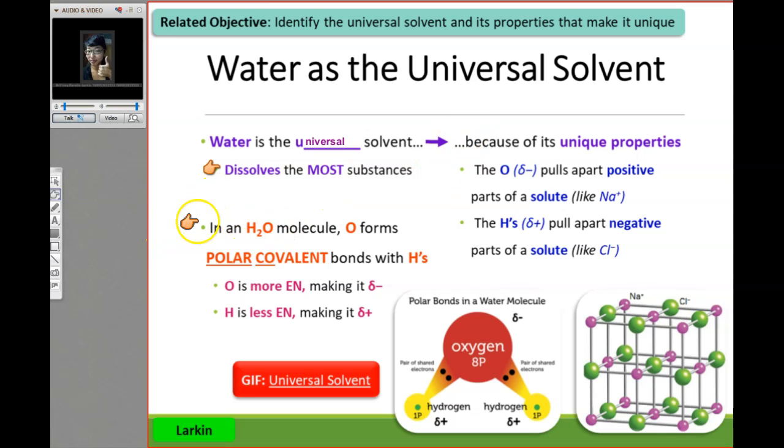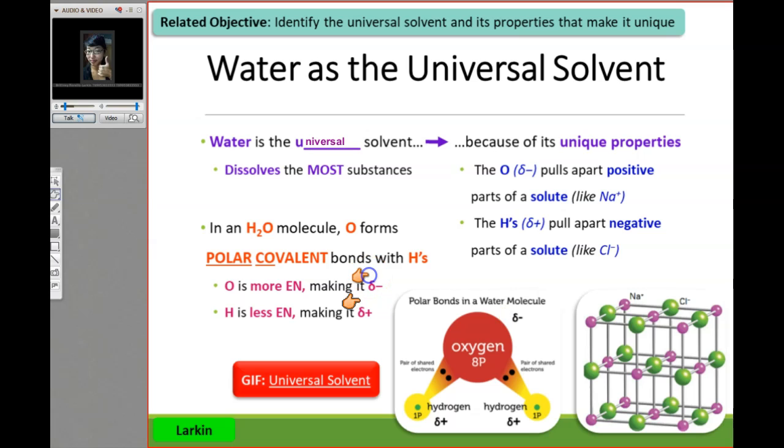Now the reason is because water has unique properties. Remember we talked about in a previous lesson, and we also went over it in class, that H2O is made up of 2 hydrogens bonded with an oxygen. Oxygen is more electronegative, meaning it's greedier for electrons, so it pulls the electrons a little bit closer to it, making it slightly negative.